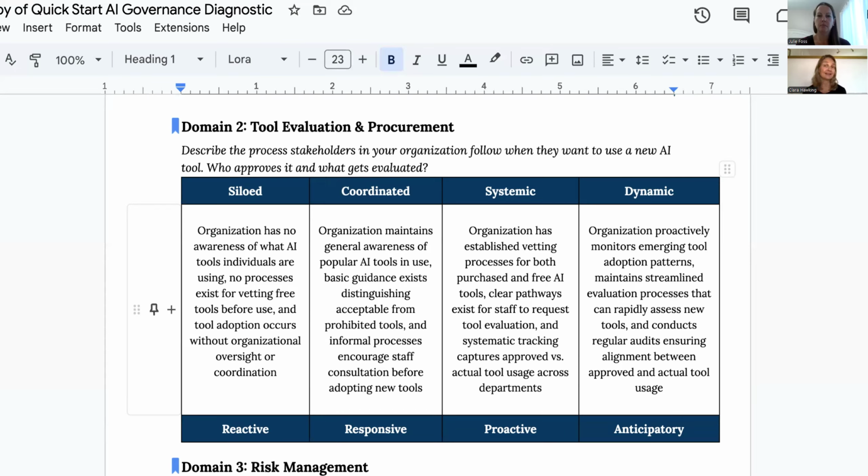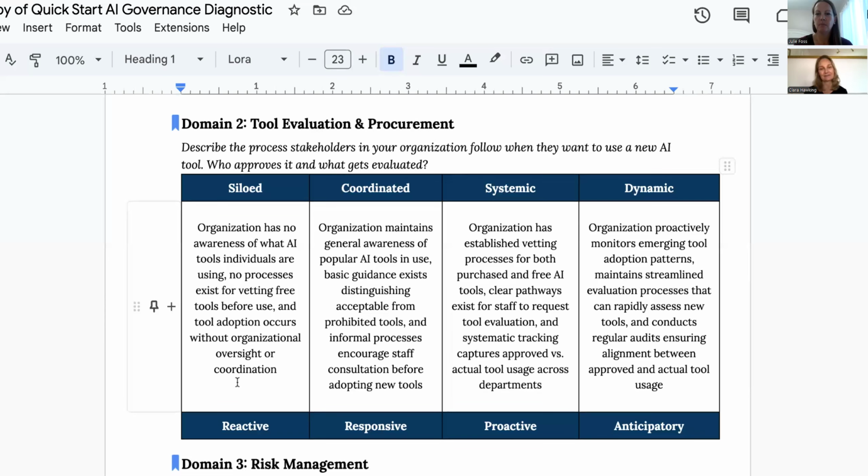Is it a bit ad hoc? Is it still a little bit siloed? Maybe there's no real awareness. Maybe individual staff members are using their own tools and nobody really knows who's doing what, and it's a little bit reactive. Or is it moving, or perhaps already has moved, towards more dynamic, where you have a monitoring system, you understand emerging tool patterns, you understand how to respond to updates as they happen, and are more anticipatory in your approach to tool evaluation as well as procurement of new technologies.